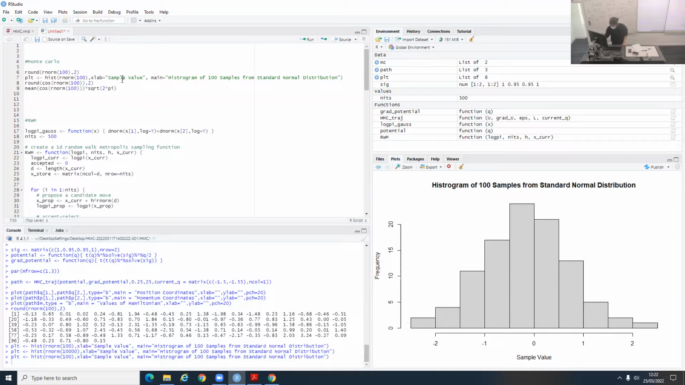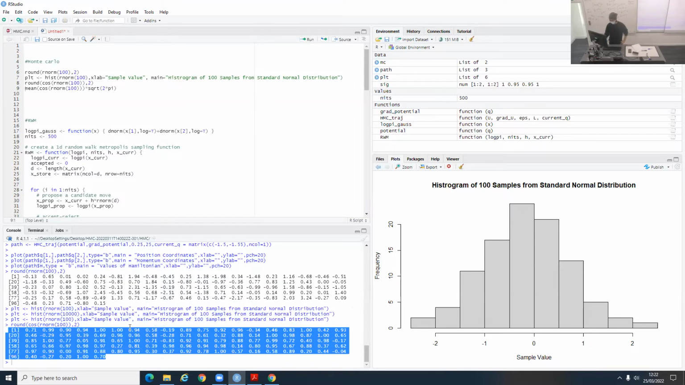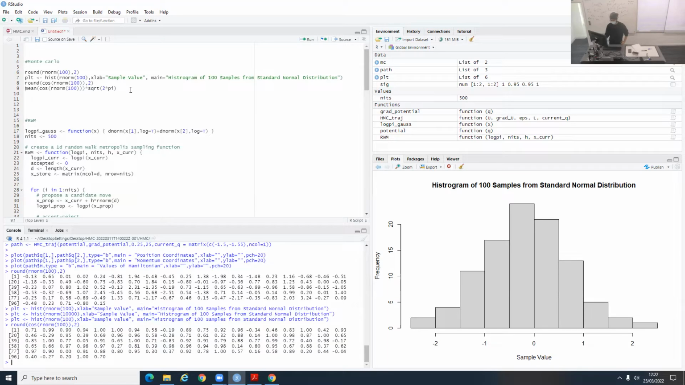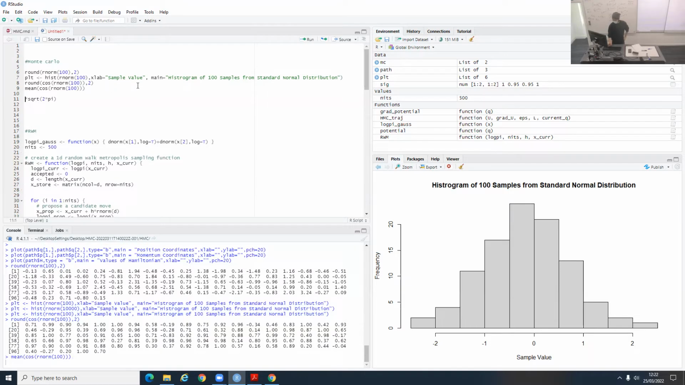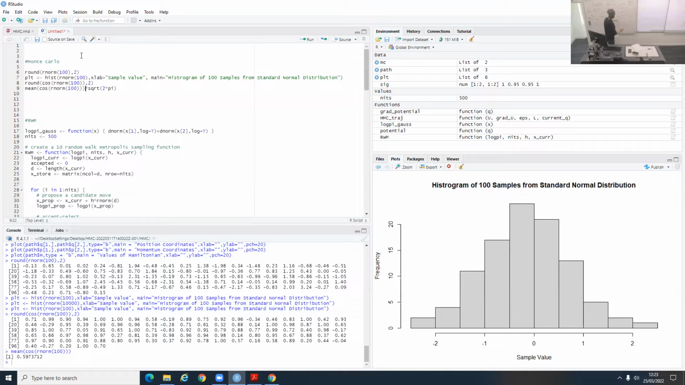That's no problem there. So next we do a cosine of it. So we just take the cosine of all these samples, and then we take a mean of them. It's 0.59. So this is approximately 0.59. And then we involve this root of 2 pi term.